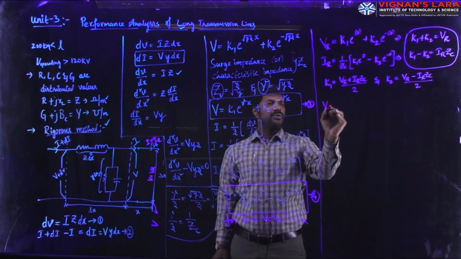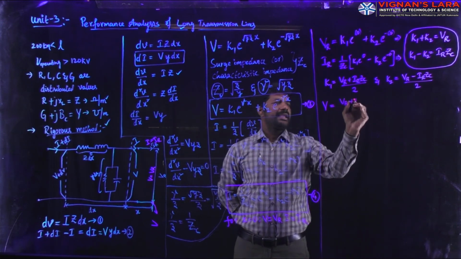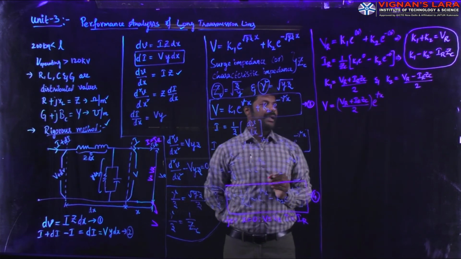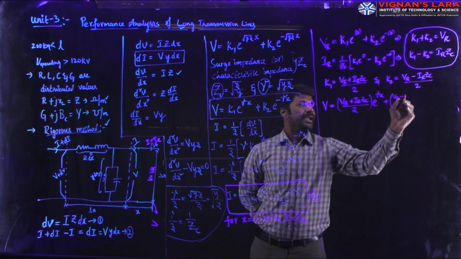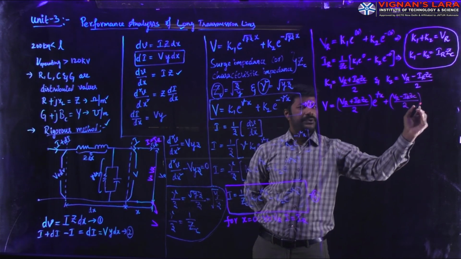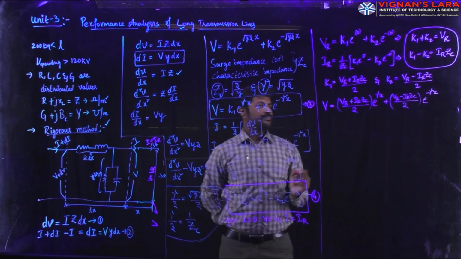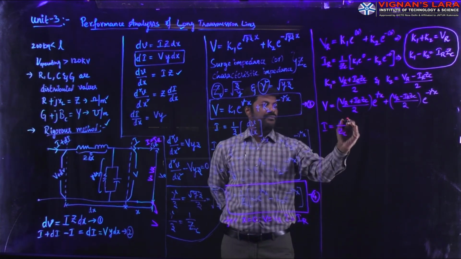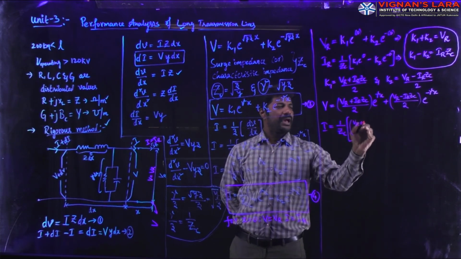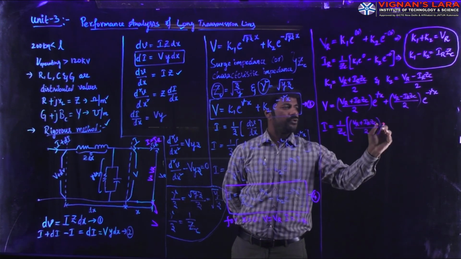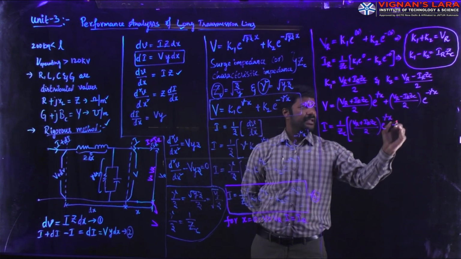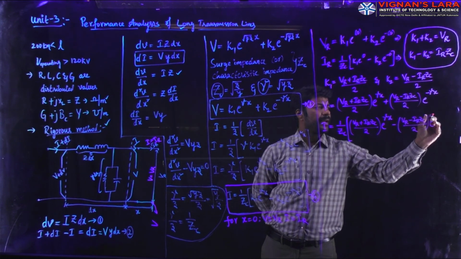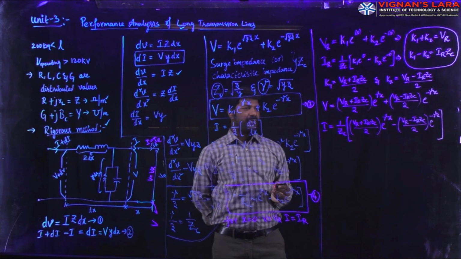The complete solution is now V is equal to K1 value (VR plus IR ZC) by 2 into e to the power gamma x, plus K2 (VR minus IR ZC) by 2 into e to the power minus gamma x, whereas the current I can be written as, if you check equation 4, 1 by ZC of K1 value (VR plus IR ZC) by 2 e to the power gamma x minus K2 constant, what we have calculated, (VR minus IR ZC) by 2 e to the power minus gamma x. This is the simplified way of V and I.